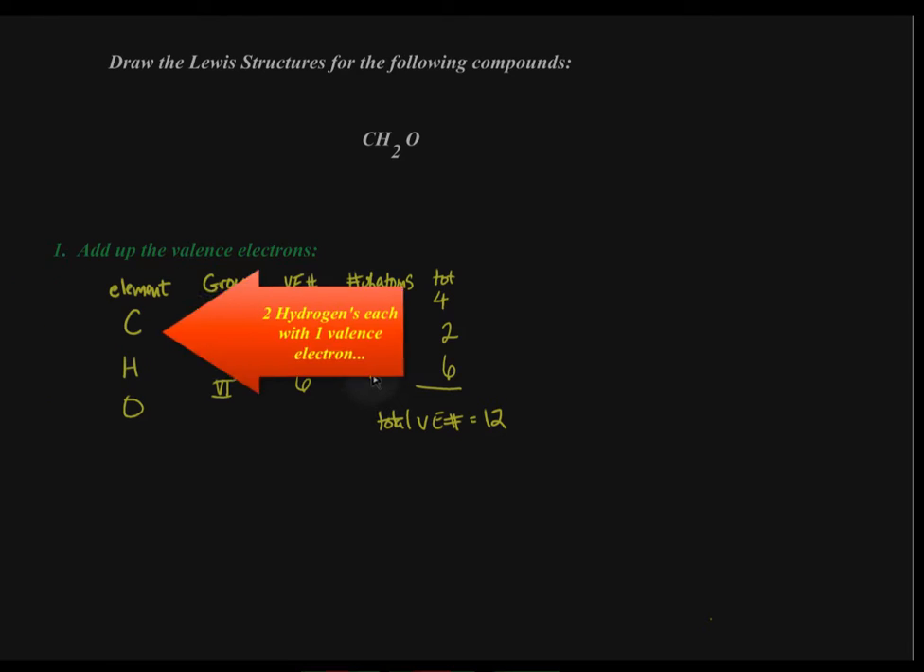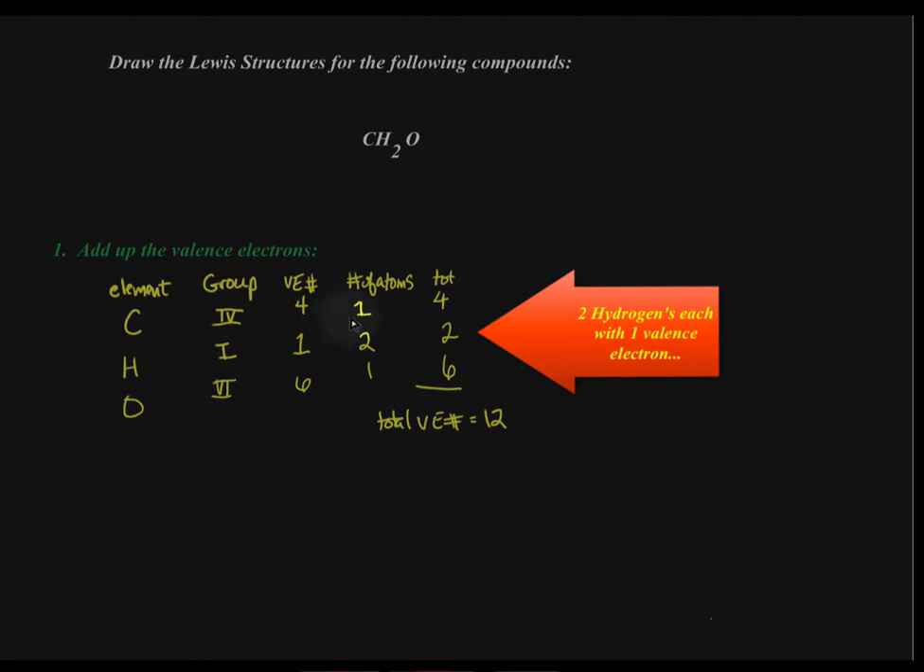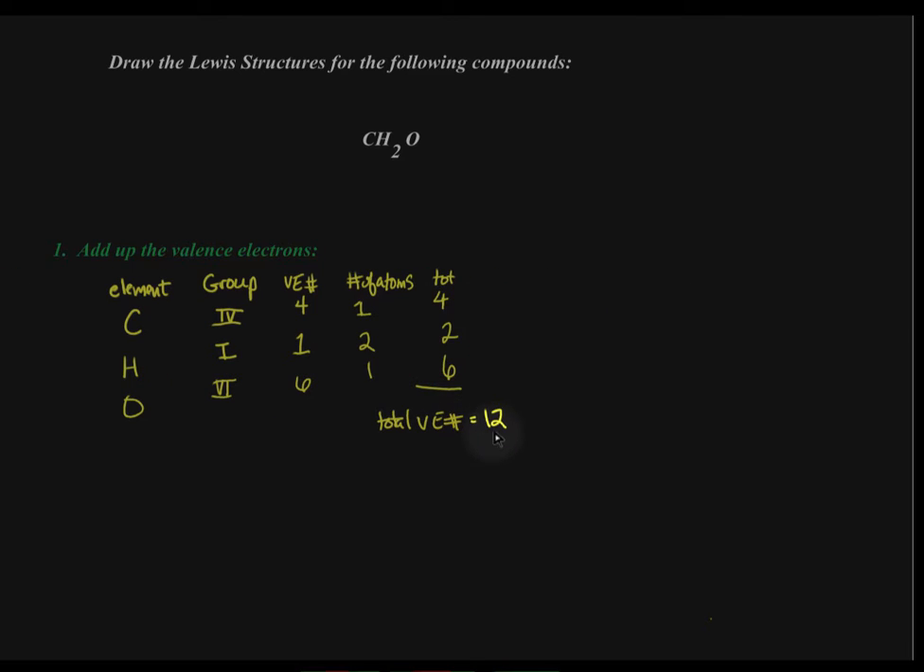The number of atoms goes here. Then you multiply these two columns to get what goes there. The total number of valence electrons will then be added up in that final column, and you get 12. So we've got 12 electrons to work with as lone pair electrons and bonding electrons. So first, what we're going to do is draw the skeleton structure.